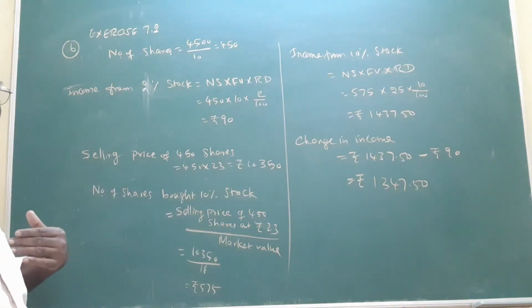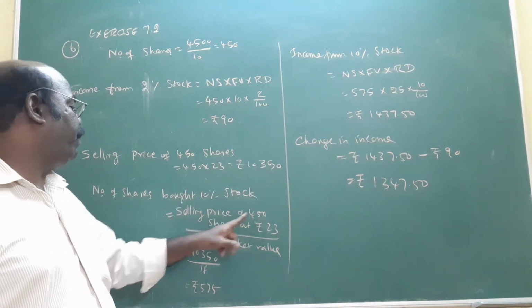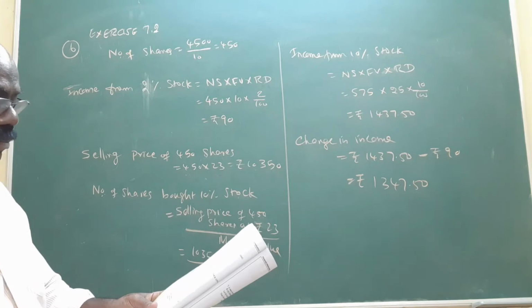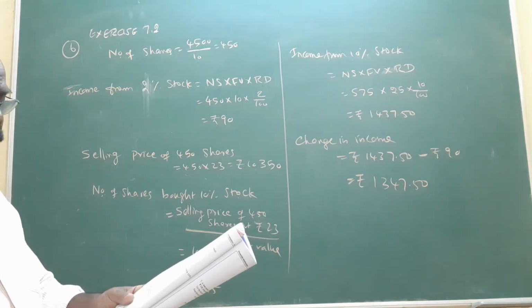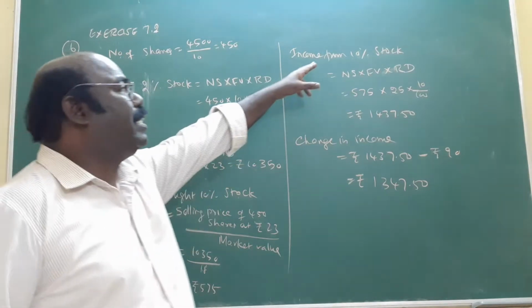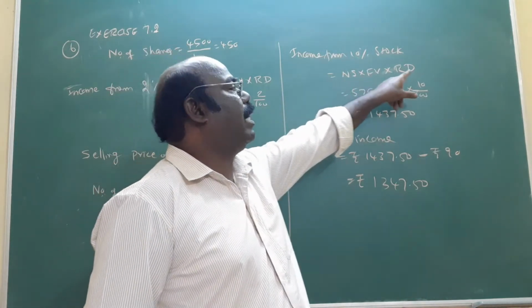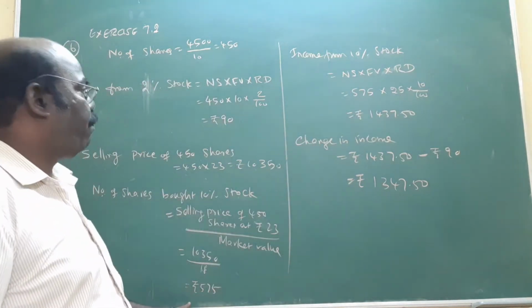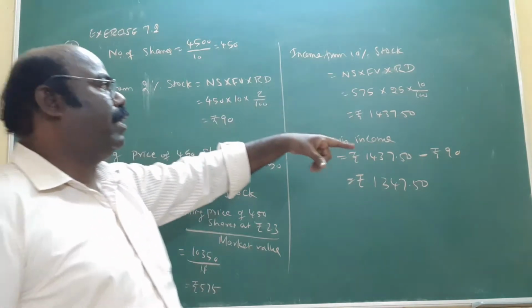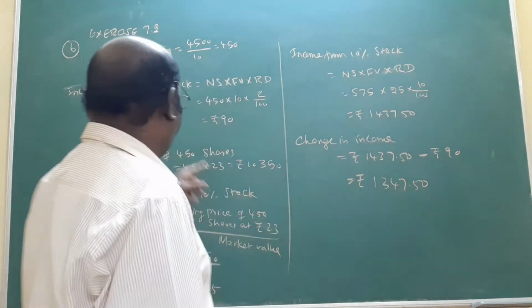Now we want to find the number of shares. Number of shares for 10% stock is equal to the selling price of 450 shares at 23, this amount divided by the market value. Now the market value is 18 rupees, given. Divided by 18, we get 575. Now income from 10% stock: number of shares, face value, rate of dividend. Number of shares 575. Face value is 25. Rate of dividend is 10%, 10 by 100. Simplify, we get the answer 1437.50.